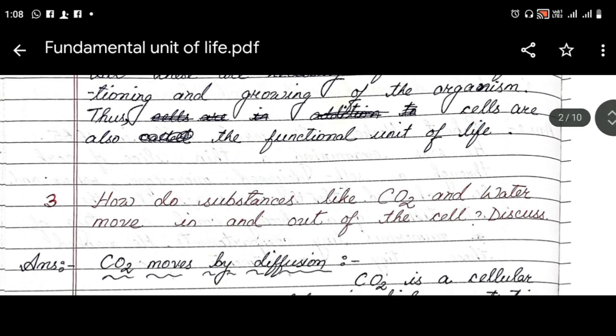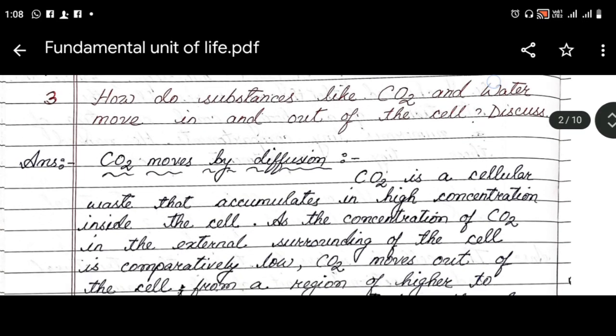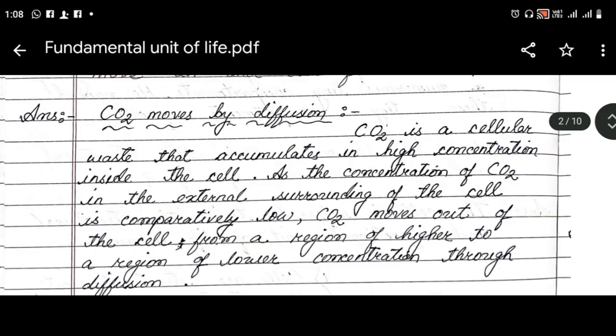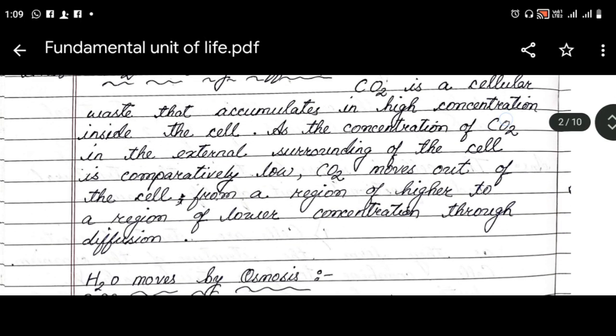Question number 3. How do substances like carbon dioxide and water move in and out of the cell? Discuss. Answer. Carbon dioxide moves by diffusion. Carbon dioxide is a cellular waste that accumulates in high concentration inside the cell. As the concentration of carbon dioxide in the external surrounding of the cell is comparatively low, carbon dioxide moves out of the cell from a region of higher to a region of lower concentration through diffusion.